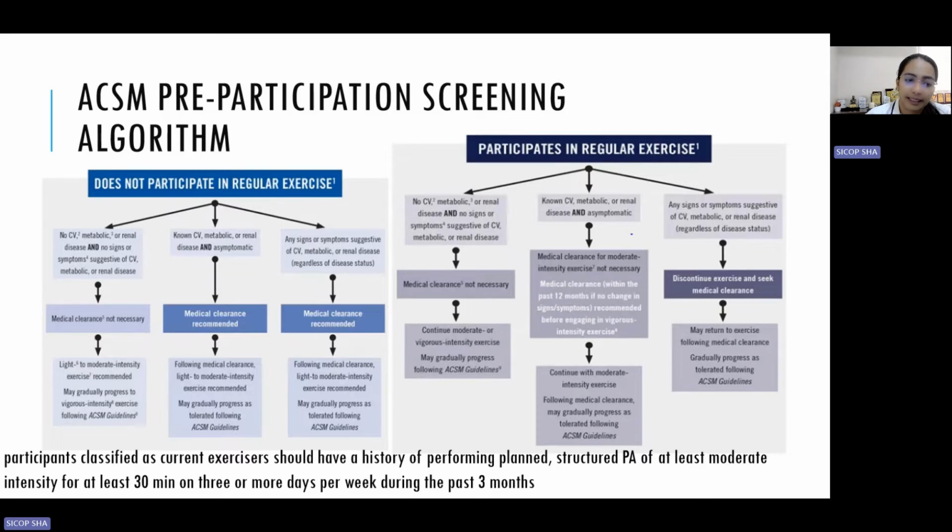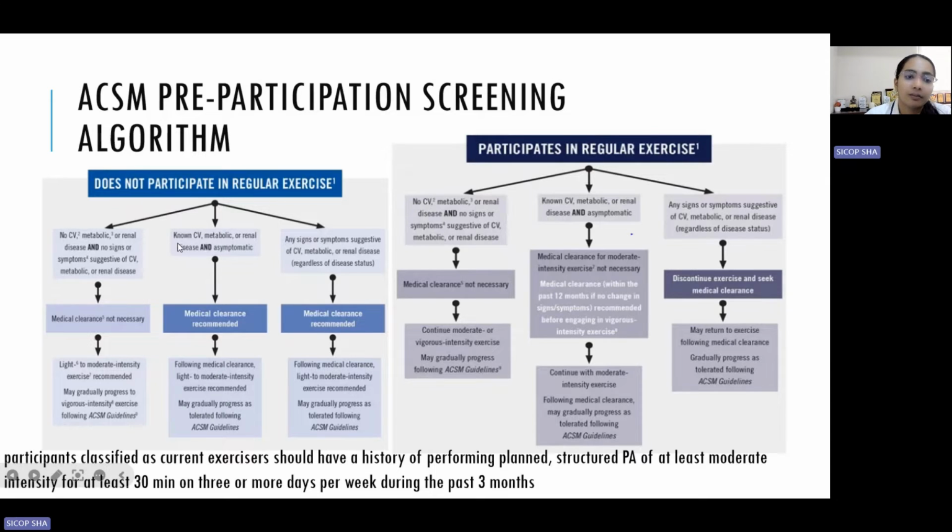Then medical clearance is not necessary for such individuals, and light to moderate intensity exercise can be recommended. They may gradually progress to vigorous intensity once they are comfortable with moderate intensity exercise. Here, the medical clearance is not extremely necessary.